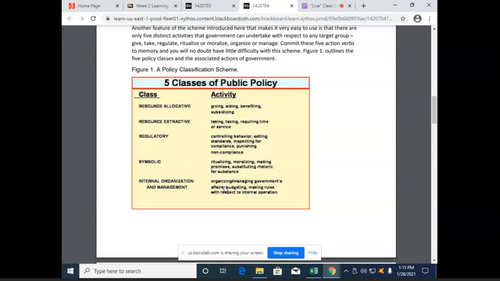So if government is giving to that primary target group, or benefiting, aiding, subsidizing, that's called resource allocative. Government is allocating resources to the primary target group.